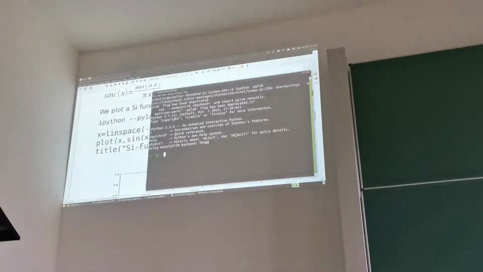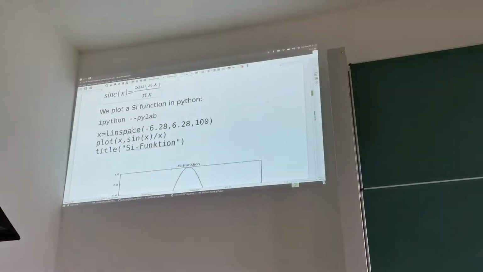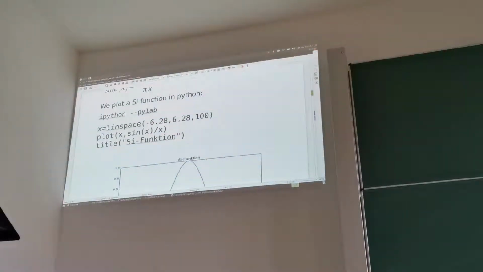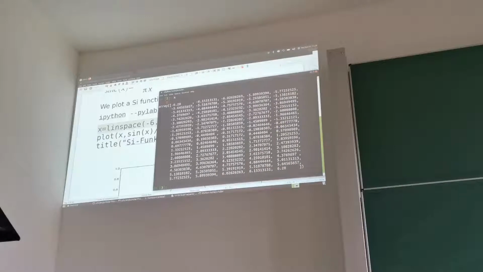So then we have this interactive interface, and you can define your x values. And here I define the x values as a linspace ranging from minus 2 pi to plus 2 pi in 100 steps. And so here, paste it. Here I have my x space. And here you can see it indeed goes from minus 2 pi to plus 2 pi. Remember, 2 pi is 6.28, right? And I have 100 values within this range.